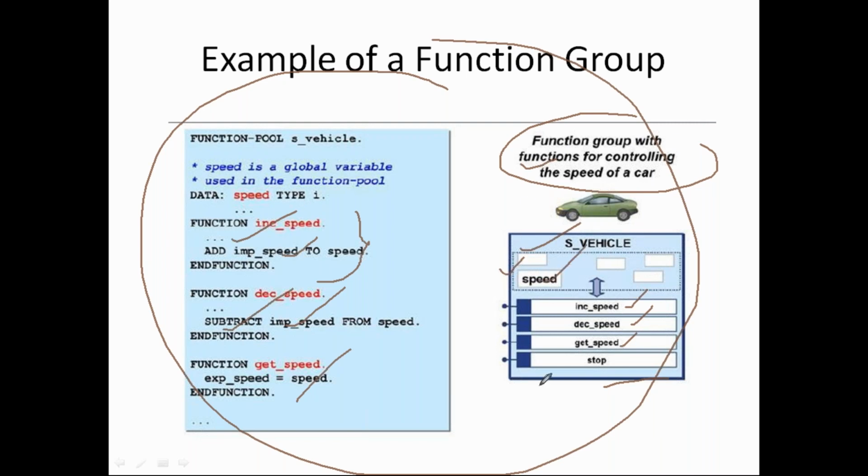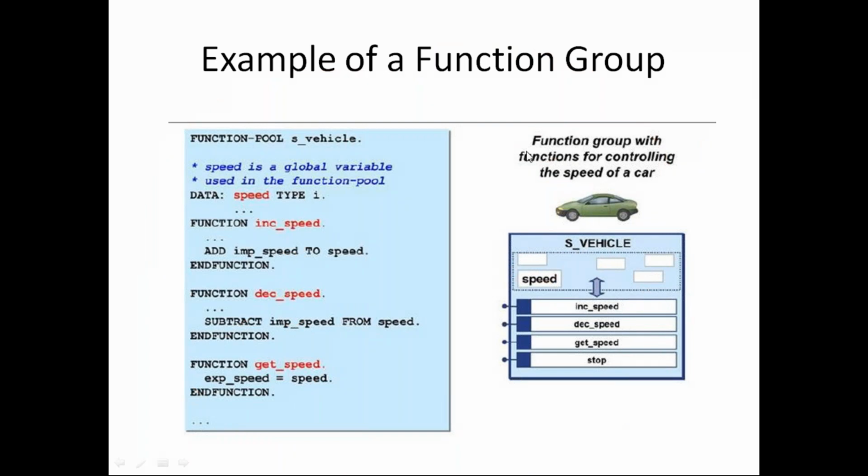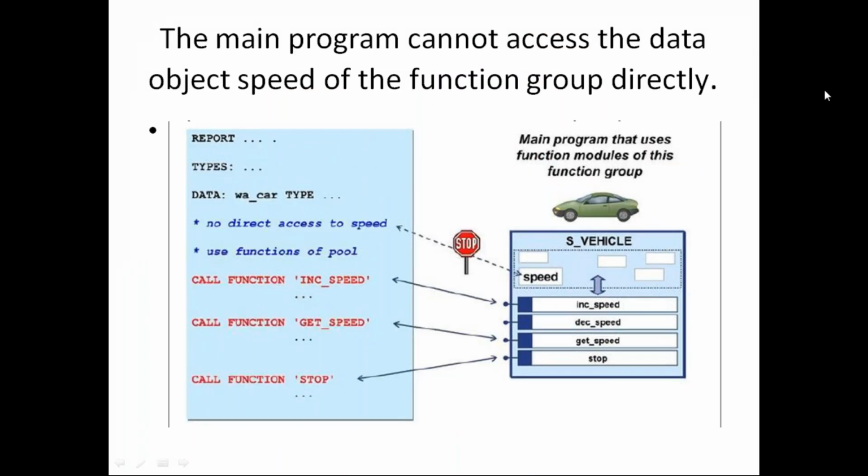Vehicle and speed, these are all things. Now, when I call this function module here, this speed you cannot directly access in the program. The program cannot directly access the speed. Who can access speed? Only these function modules can access the speed.